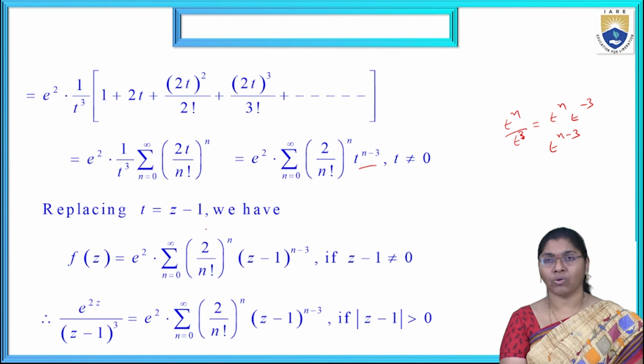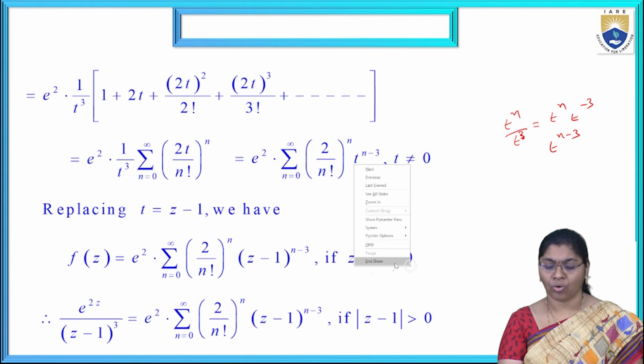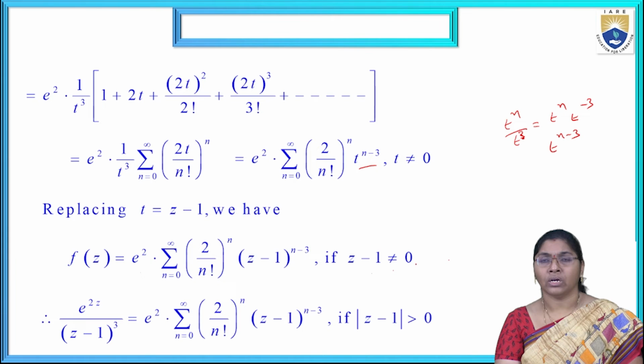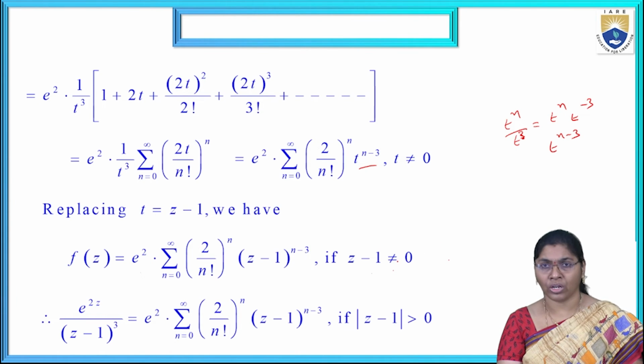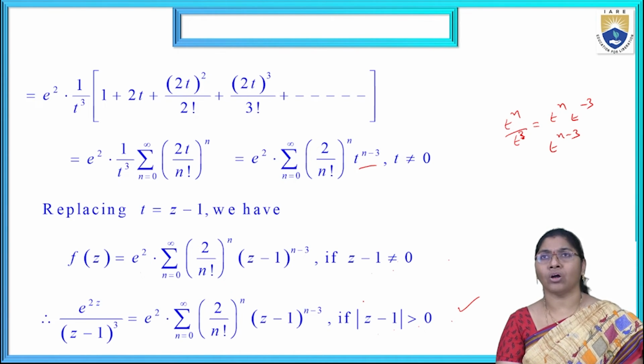Now replacing t equal to z minus 1, again substituting that one. Here z minus 1 is not equal to 0. Why? Because e²/t³ is there, and t means (z-1)³ in the denominator. If it is 0, denominator 0 means the complete structure is infinity. That's why it is not equal to 0. The condition is always that z minus 1 is greater than 0. Now this is the Laurent series expansion of this problem.